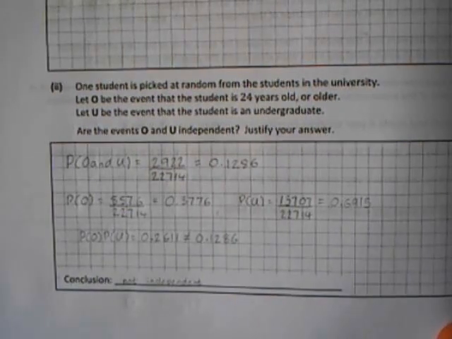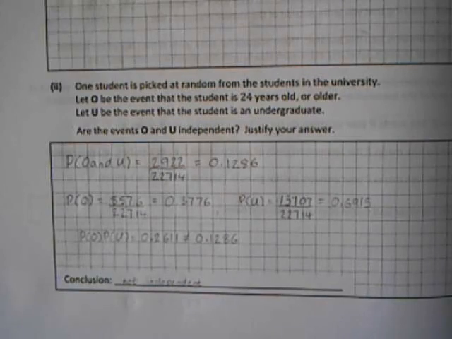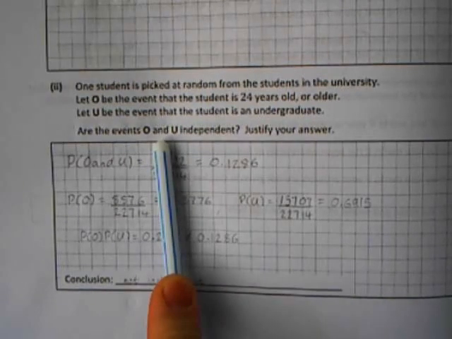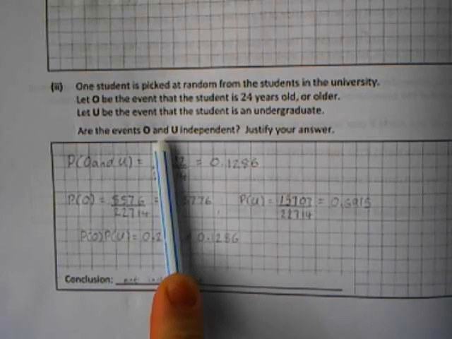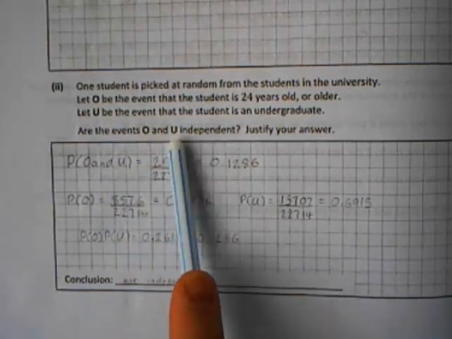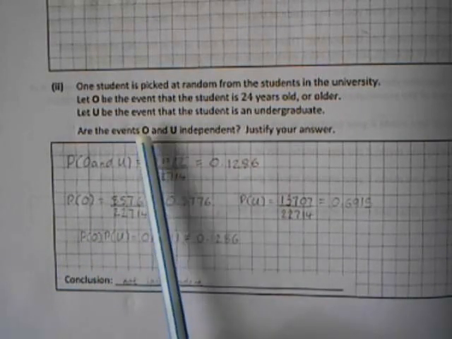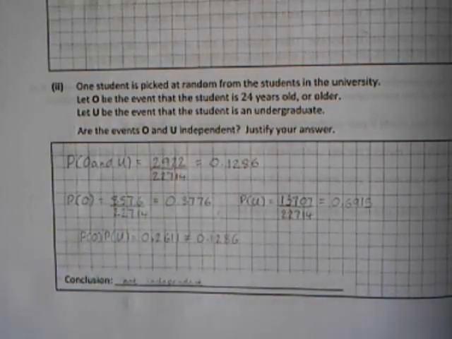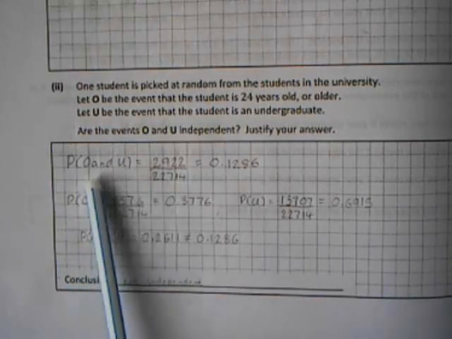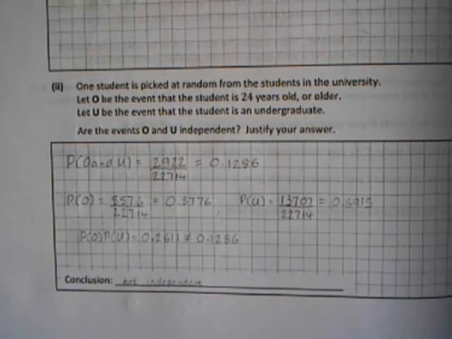So question below, keyword here is independent. For independence, you just need to show that this AND works how you think it should work. So you check the probability of O, you check the probability of U. If you multiply those 2 things together, it should give you the answer as the probability of those 2 together, as from the table. So probability of O and U, you've got 2922 from the top middle of the table. That's being older than 24 and being an undergraduate, 2,922 of those out of the total.